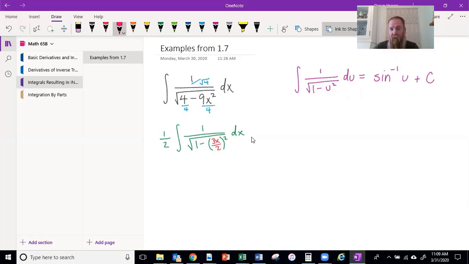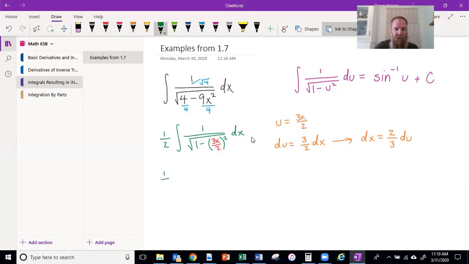So the first starting point that I chose to do here was force it to look like 1 minus. Now I'm going to use u substitution by letting my u equal the thing being squared. So I'm going to let u be 3x over 2, which means the du is 3 over 2 dx, which implies that dx is 2/3 du.